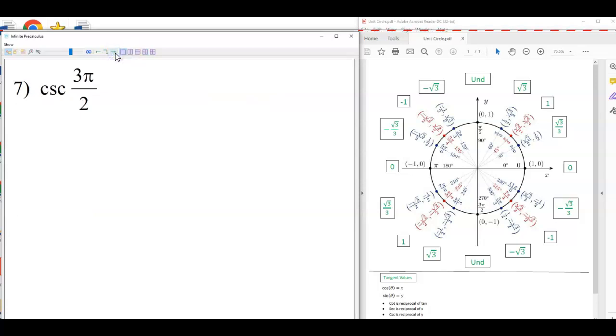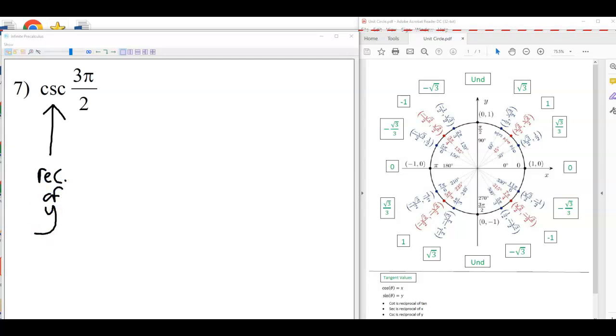We're going to talk about these three now: cosecant, secant, and cotangent. Now, what's interesting about those ones is that they are reciprocals of the other ones. So, what do I mean by that? Cotangent is the reciprocal of tangent, secant is the reciprocal of x, and cosecant is the reciprocal of y. So, I'm looking for cosecant, which is the reciprocal of y.